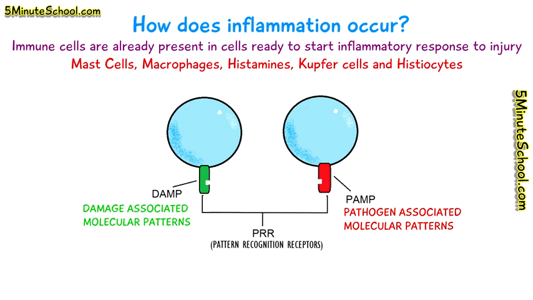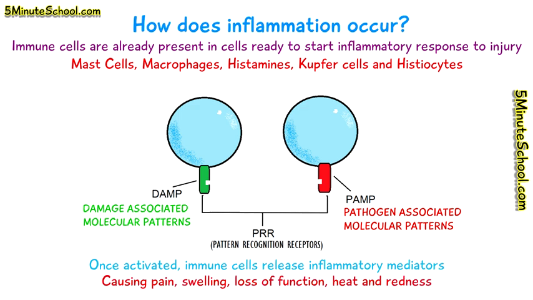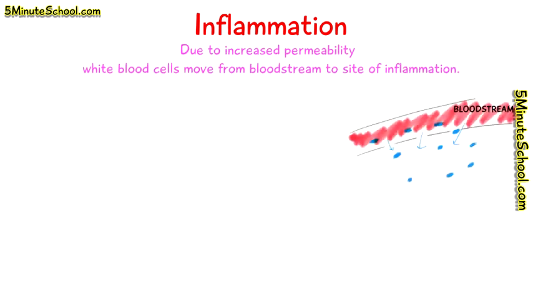The immune cells are activated via their pattern recognition receptor, according to whether there is a presence of a pathogen, like an antigen, or if there is cell damage. Once the immune cells are activated, they release inflammatory mediators. We then have the effects we mentioned above, and to go over them again, they are loss of function, swelling, pain, heat, and redness. Another thing that happens, which is due to the increased permeability to the site of inflammation, is the movement of white blood cells to the location of inflammation, and that's to aid fighting off any pathogens.